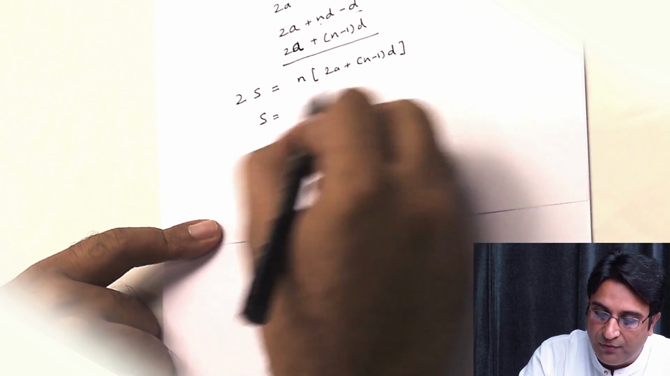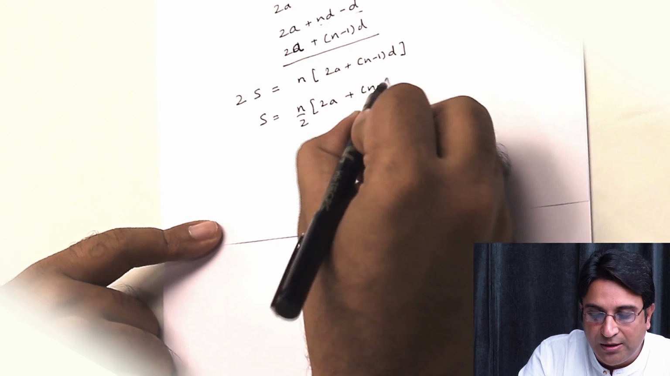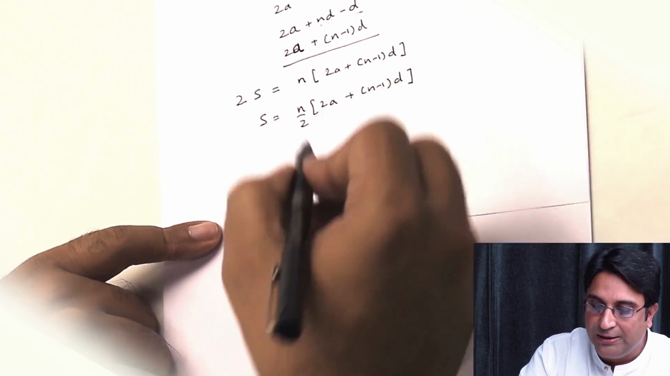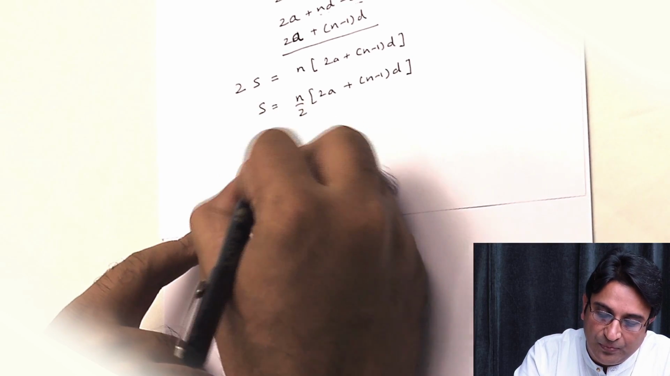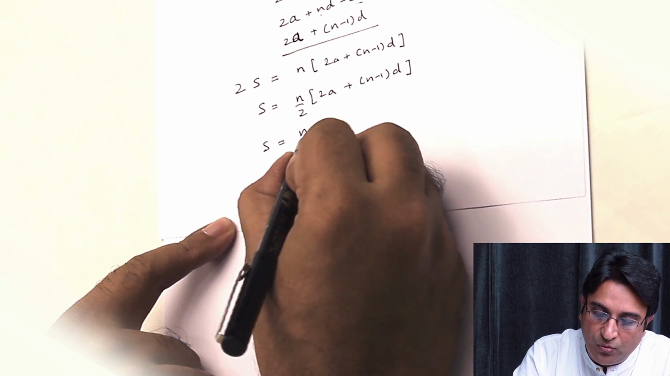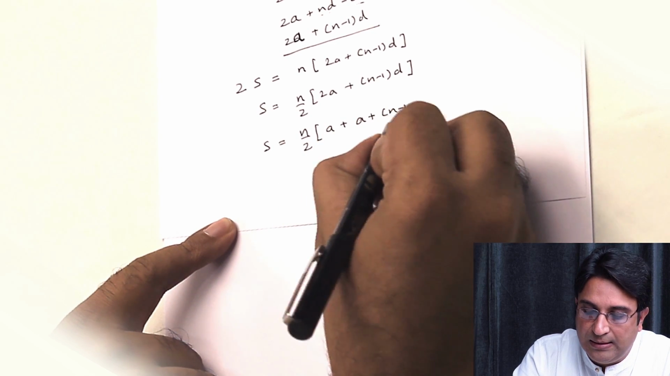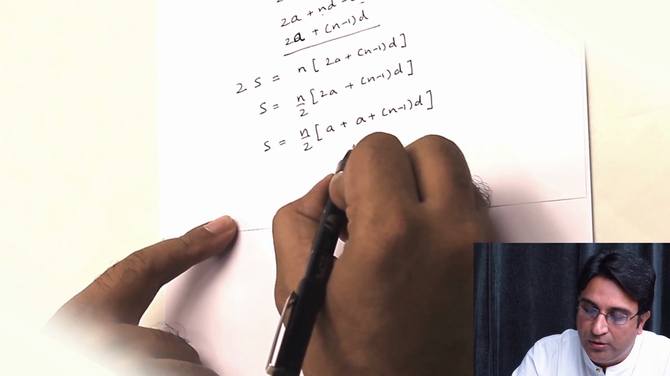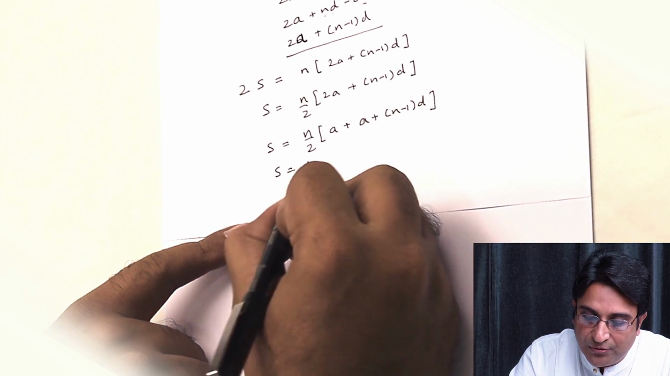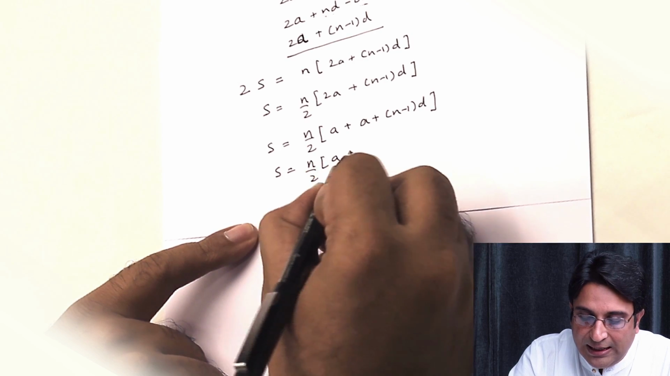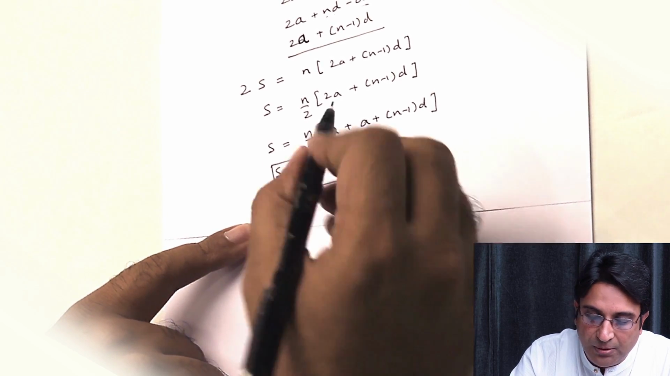So what is the sum? Half of it. That is n by 2 times 2a plus n minus 1 times d. There is another way to write this, and that is n by 2 times a plus a and n minus 1d. Why would we want to do this? Because this happens to be the last term. So the sum can reduce to n by 2 times a plus l. So this is a useful pattern to remember.